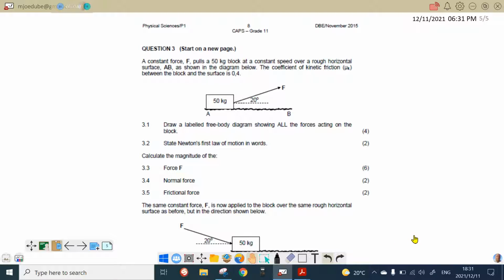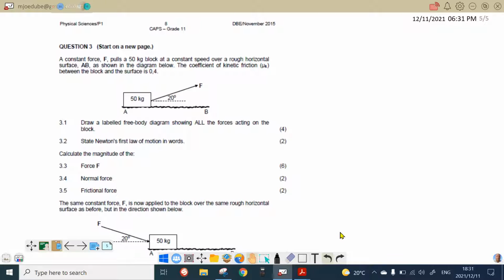So in this question, you're asked to do the following. It says a constant force F pulls a 50 kg block at a constant speed over a rough horizontal surface. So key words that are important to take note of here is the fact that the surface is rough and it is horizontal, so it's moving along a horizontal plane, right? So it's rough, so that means there's friction that is acting on the system. And then the object is a 50 kg block.